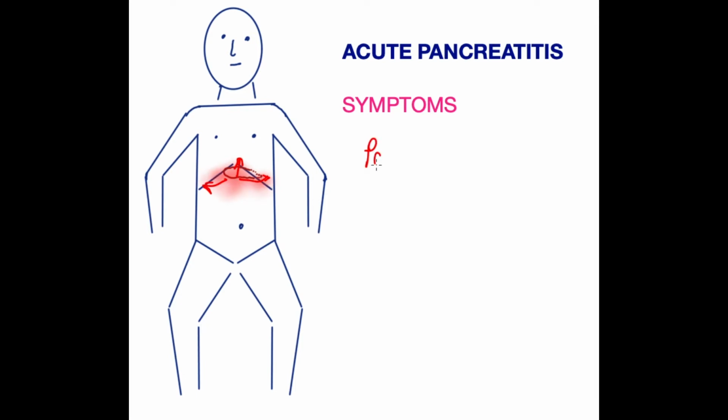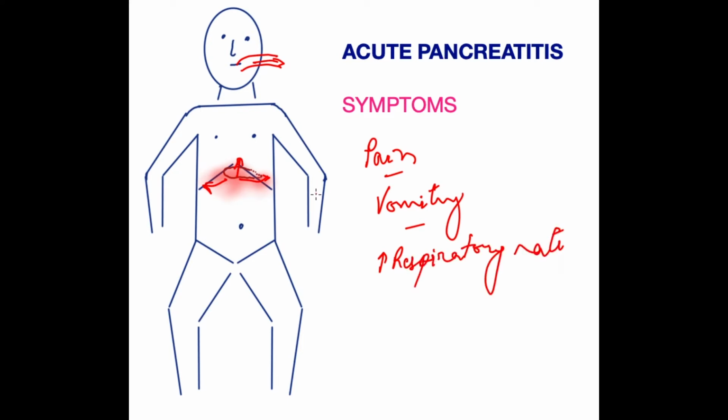So pain is the first feature, and this is often associated with vomiting, and the vomiting usually follows the pain, making the patient feel weak. The patient may find that they are breathing quite rapidly, that the respiratory rate is quite high, and that is because of the effects of the pancreatitis.